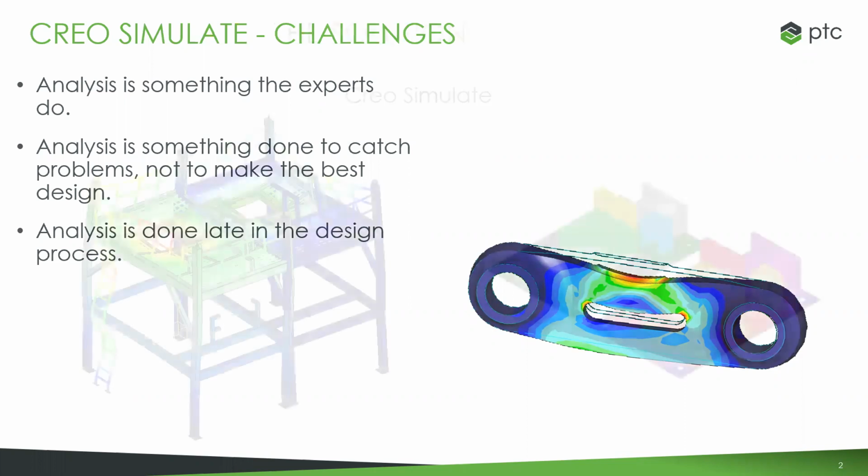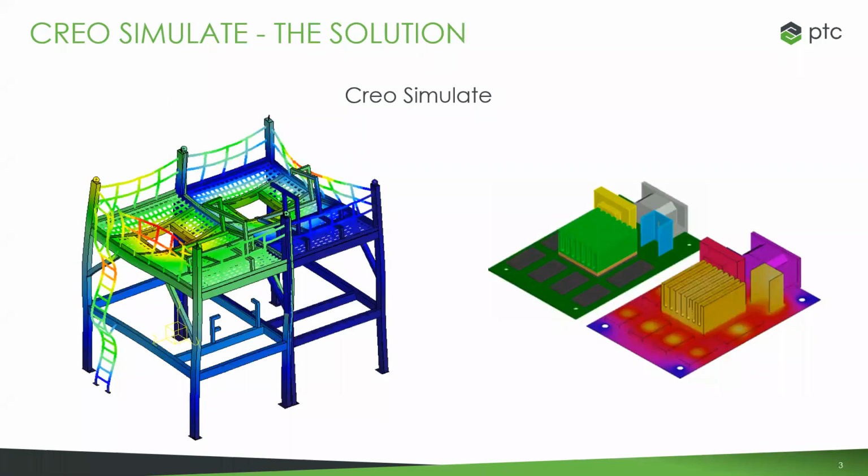So the solution to these challenges and to that pass-fail mindset is Creo Simulate. It's built into Creo Parametric, so there's simulation integration, and it gives you the ability to implement analysis much earlier in the design process. You can understand the quality of your design earlier. By the time you get to a manufacturable product, you've already worked out all the kinks and you have the best possible design.